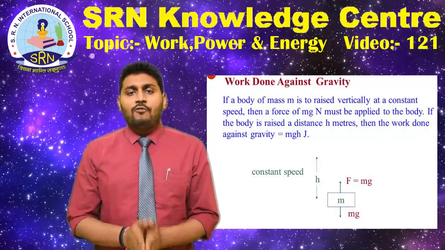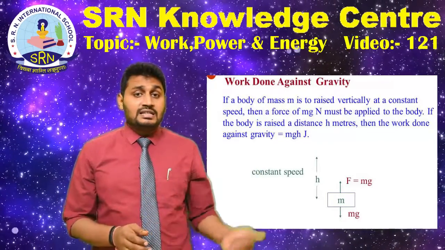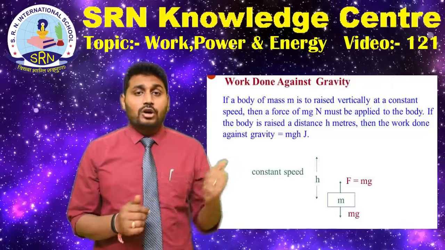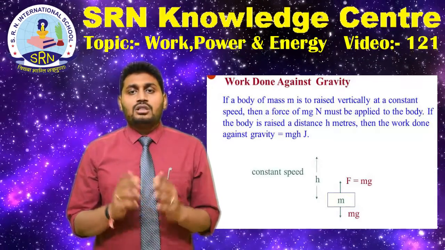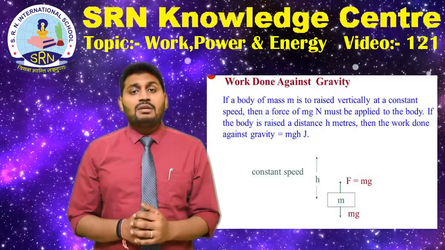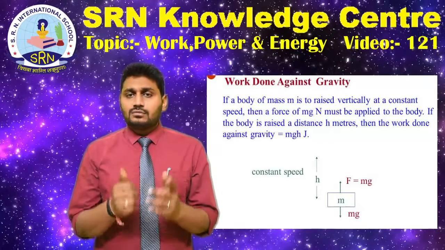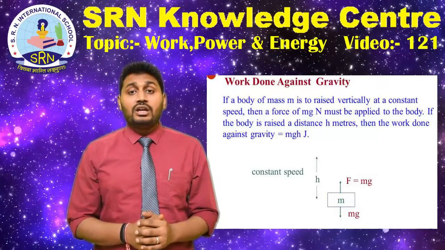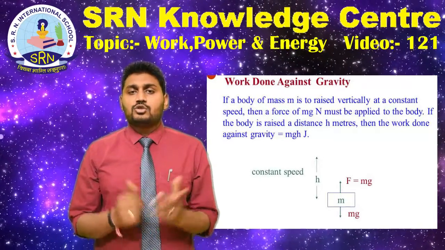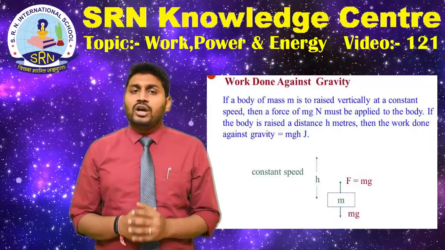Suppose a body of mass m is lifted vertically upwards through a distance h. In this case, the force required to lift the body will be equal to the weight of the body, that is m into g, where m is the mass and g is the acceleration due to gravity. Work done in lifting a body is equal to the weight of body into vertical distance. So the formula becomes W is equal to m into g into h.